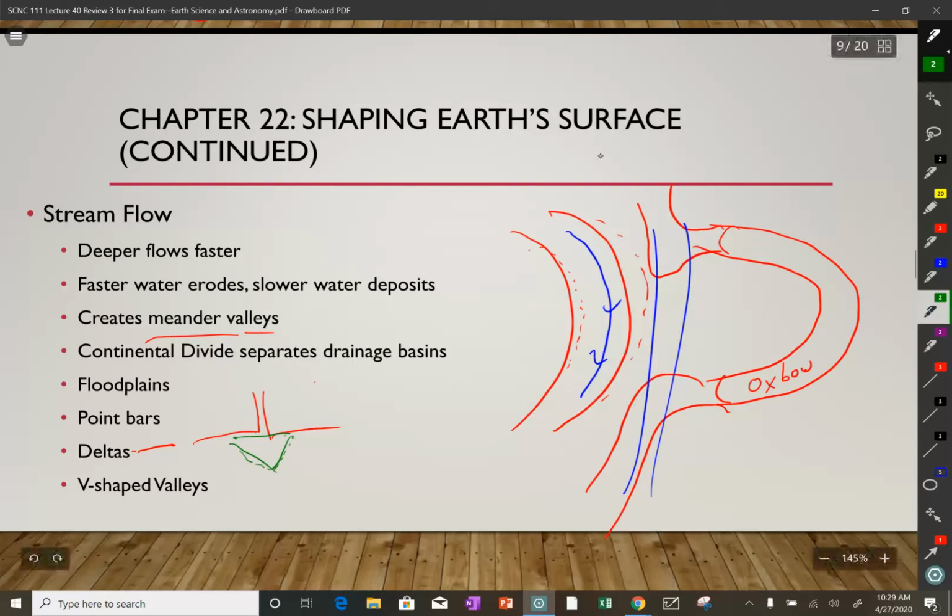Now, water will create V-shaped valleys. So if you look at the profile of the Grand Canyon, it's kind of a V shape, because the water has carved it down that way. On the other hand, if you have something that looks U-shaped, which is what Yosemite Valley looks like, then that is the sign of glacier activity.